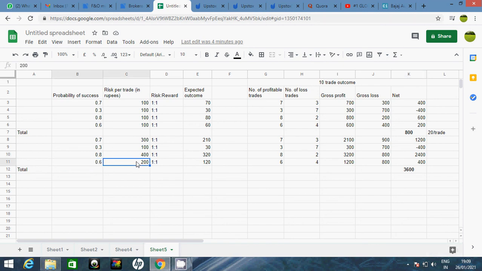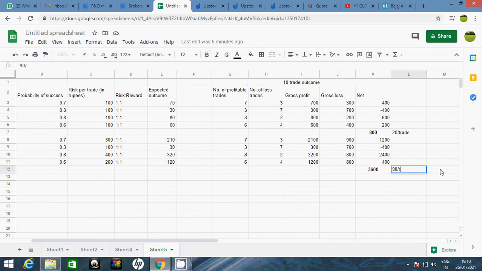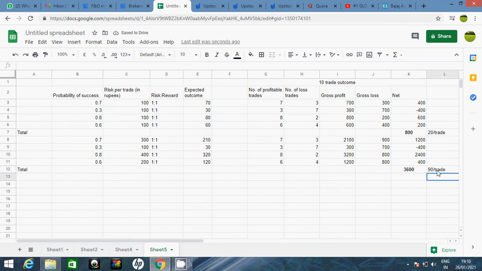So I've kept a bet size reasonable at 200. And you will have 6 profitable trades, 4 loss making trades, and correspondingly 6 trades will have 200 profit per trade, that will be 1200 gross profit, and 200 loss per trade. For 4 trades will be 800 gross loss. So the net will be 1200 minus 800, which is equal to 400. So at the end of 40 trades, here you will be making 800 rupees and here you will be making 3600 rupees. So for 40 trades, this comes out to be 90 per trade. 360 divided by 40 is 90.